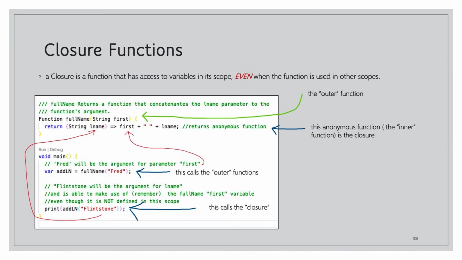Full name Fred calls the outer function. Fred will be used as the argument for parameter first. Flintstone calls the closure. It will be used for parameter lname. Again, study this and take a look. And then take a deep breath, because this is the last slide in this particular class. I hope it makes sense, guys.